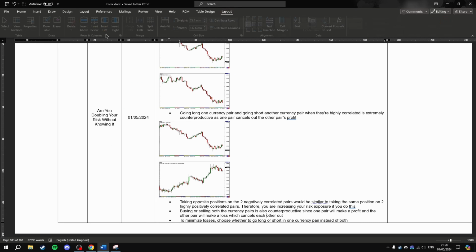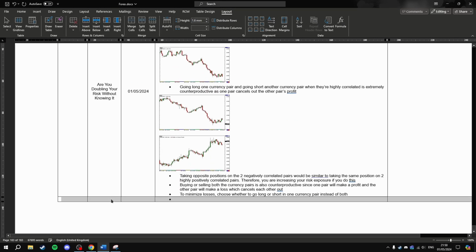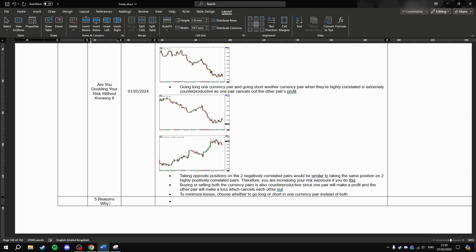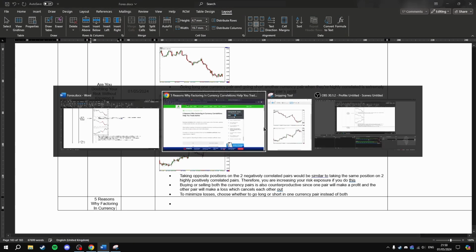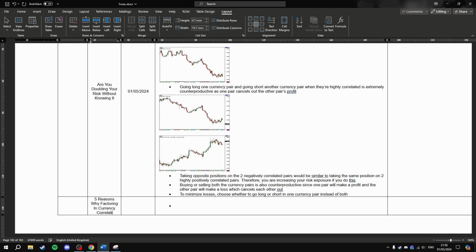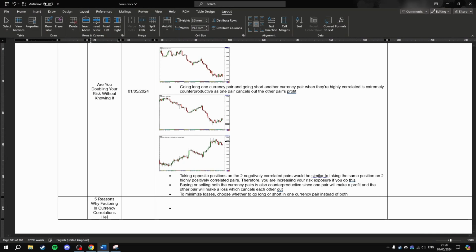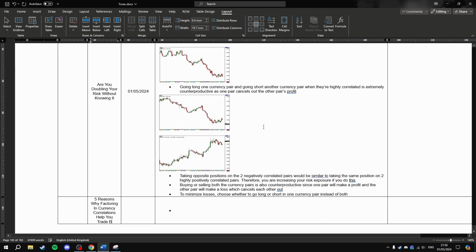Cool. Five reasons why factoring in currency correlations help you trade better.